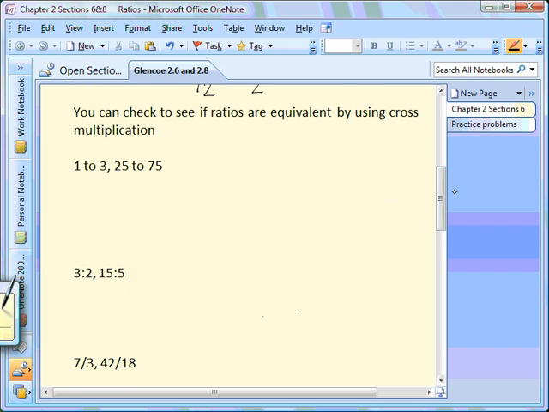Another thing we can do with ratios is we can check to see if they're equivalent by using cross multiplication. The best way to do this is by switching your ratios into fraction form to start with. So if you take these ratios and switch them into fraction form, you'd have 1 over 3 and you'd have 25 over 75. When we cross multiply, we look at the numbers that are catty-corner from each other. So we're going to look at 3 and 25, and we're going to look at 1 and 75. And we're going to set it up like an algebraic equation.